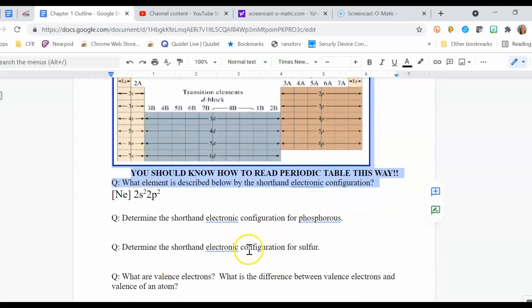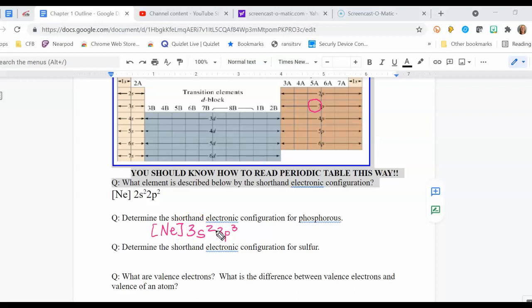What is the shorthand electron configuration for phosphorus? When you look up phosphorus, you note that it is sitting right here on your periodic table, so you know automatically that you are going to end up with 3p3. But you need the other parts to show it correctly. In brackets, you need to show the noble gas, and then you need to show it as 3s2 3p3.